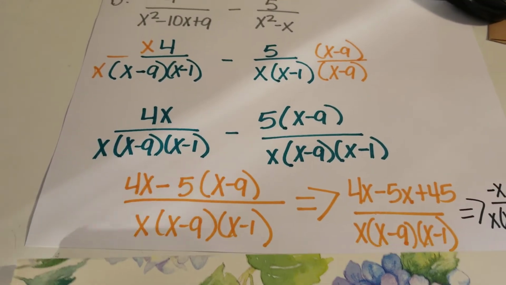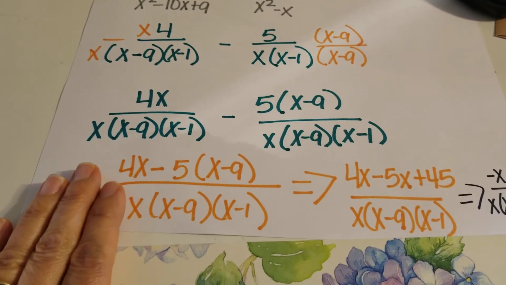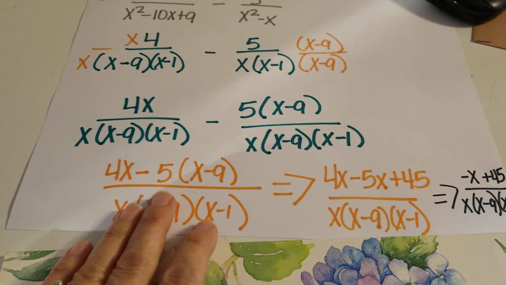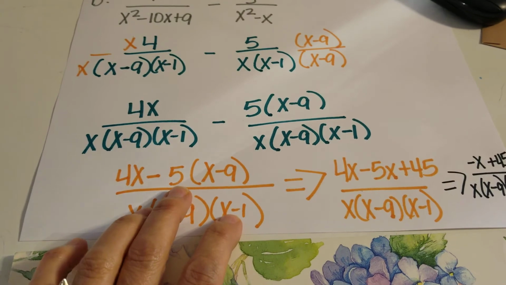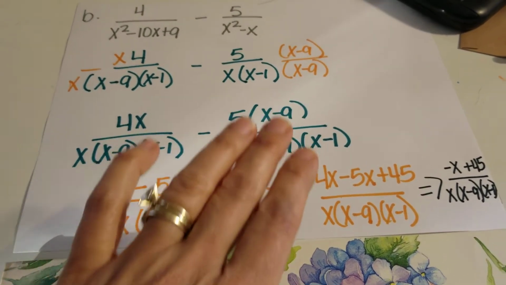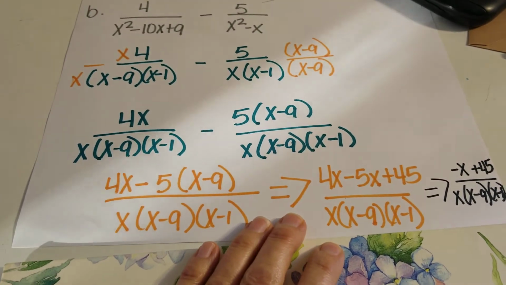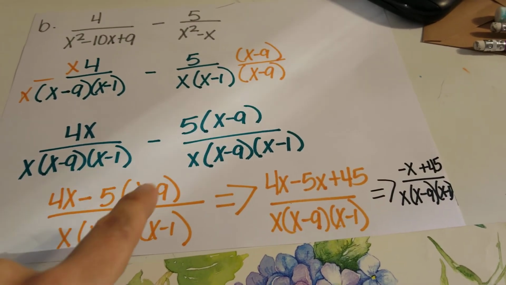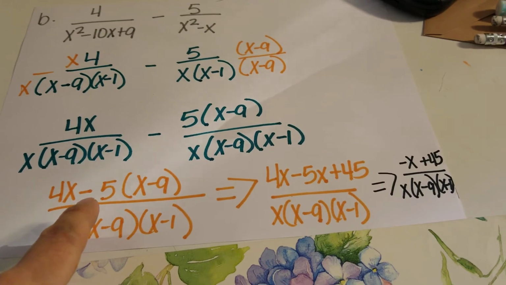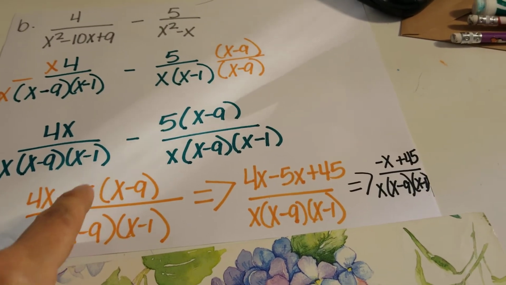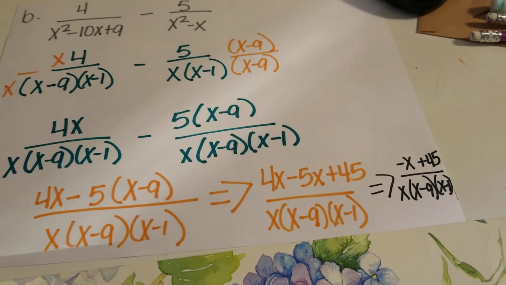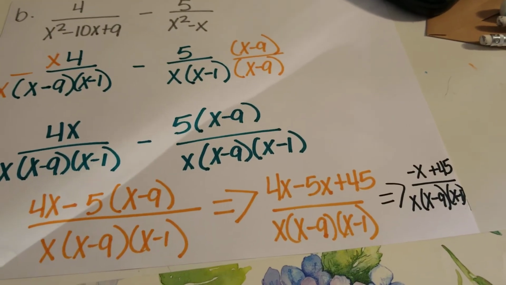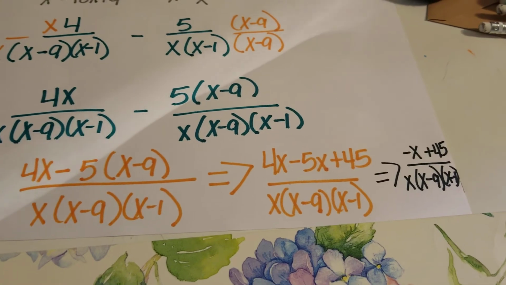All right. Then what I do is I write everything over my one denominator, and my numerator, I combine it. So 4x minus 5 times x minus 9. All right. Then I go ahead and distribute that negative 5x. Don't forget the negative, people. So many people do. Don't do that. Negative 5 times x becomes negative 5x. Negative 5 times negative 9 becomes positive 45. Over, and then my factored piece.